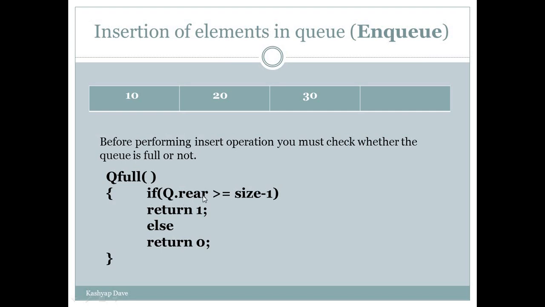It will check if queue dot rear is greater than or equal to size minus 1. Here we have a total 4 size array, so maximum index will be 3. So if our queue dot rear is equal to 3 or greater than 3, means our queue is full, so we cannot perform our enqueue operation. If this condition is true, then we will return 1, means queue is full, and if this condition is false, then we will return 0, means this queue is not full.